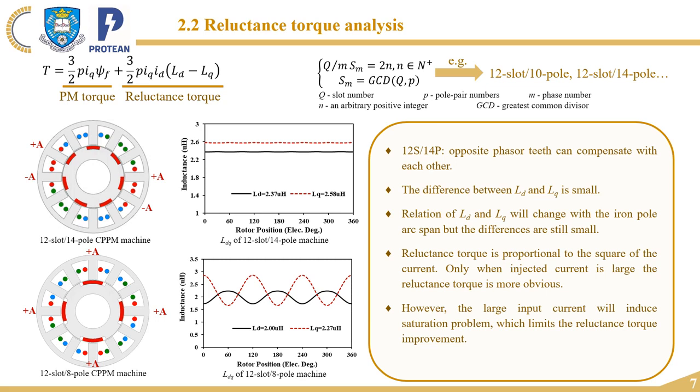But reluctance torque is proportional to the square of the current. So only when the injected current is large is the reluctance torque more obvious. This is the explanation of the previous slide's figure. However, large input current will also induce saturation problems, which limit the reluctance torque improvement. So we can draw the conclusion that in the conventional consequent pole machine, the reluctance torque is quite small.